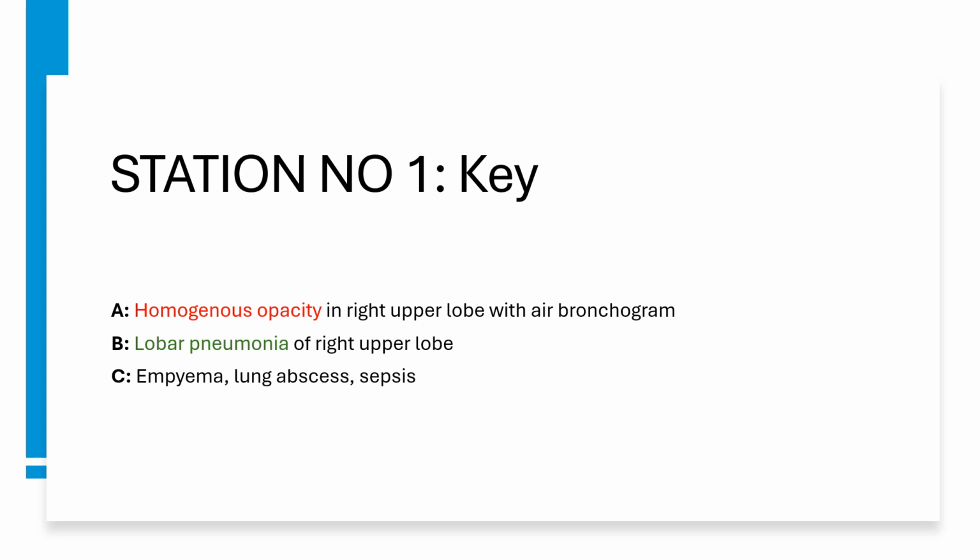As you all know, on the previous chest X-ray, there is homogeneous opacity in the right upper lobe with air bronchogram. Question B was what is the most likely diagnosis in the chest X-ray. Homogeneous opacity is basically a clinical presentation of lobar pneumonia of the right upper lobe.